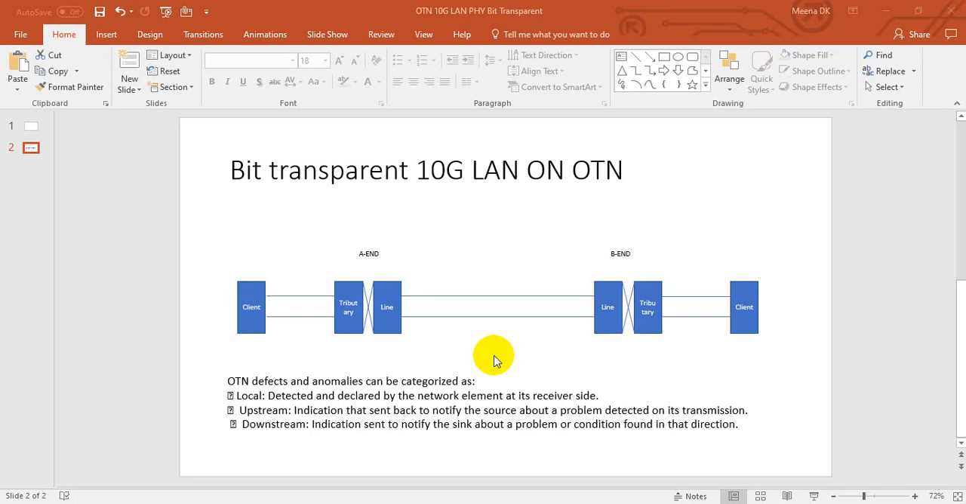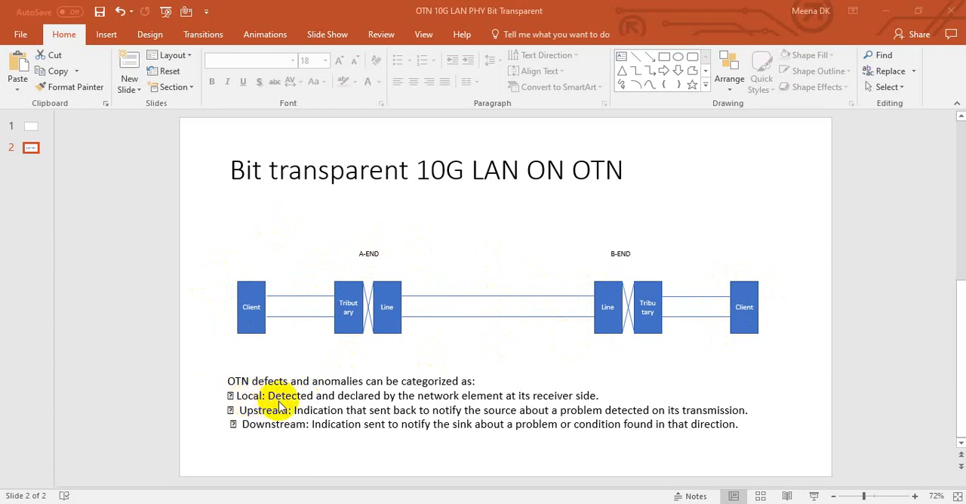Okay, in terms of OTN alarm flow and their understanding, in this video we will be covering a 10G LAN PHY signal carried over OTN. So for the 10G LAN PHY signal, the scenario will be generated from this client box and then delivered at the client box at the other end. So this will be the general scenario, and for basic understanding I will clear a few points.